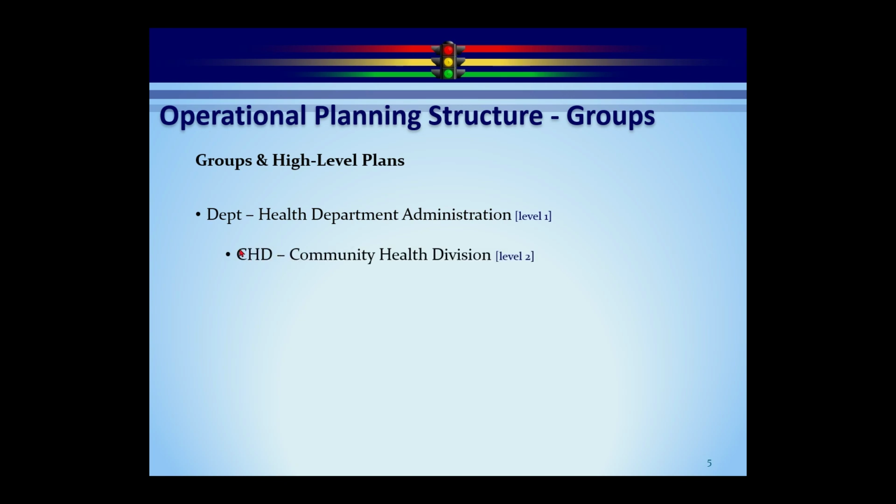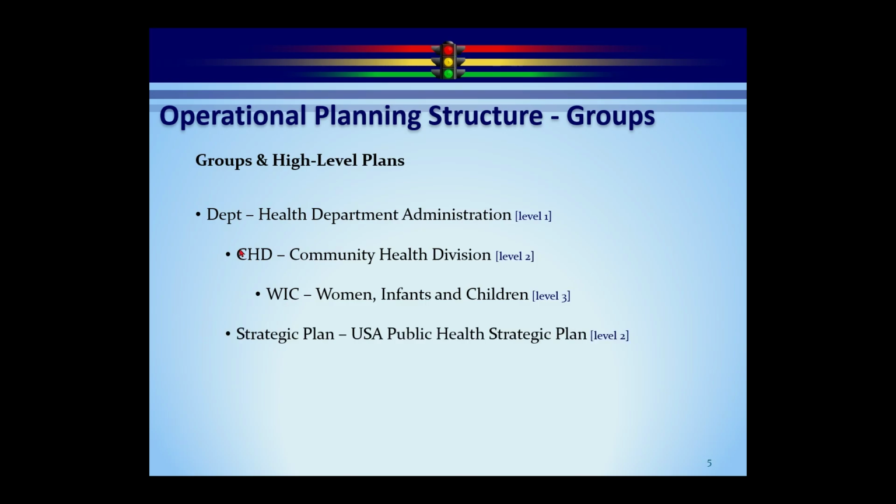And let's say we had a group called community health. It's a level 2 group reporting to the department. And in this particular little department we've created here, we have WIC as a group reporting to community health, which is reporting to the department. So we have WIC as a level 3, community health as a level 2, and department as a level 1.